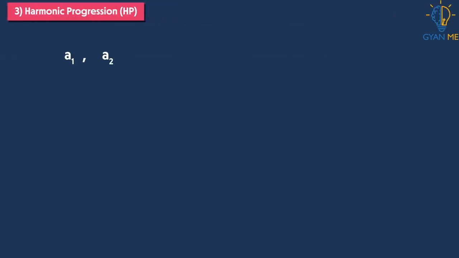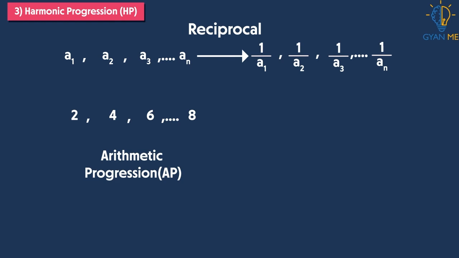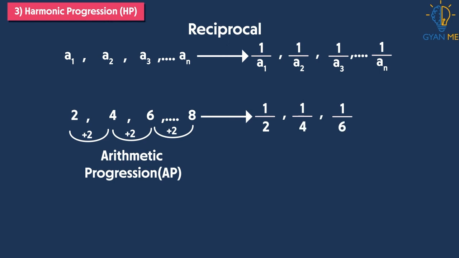A harmonic progression is a sequence obtained by taking the reciprocal of the terms of an arithmetic progression. Say for example, the sequence 2, 4, 6, 8 of natural numbers is an AP. Here, we get the next term by adding 2 to it. Now if we take reciprocals of each term, we get 1 upon 2, 1 upon 4, 1 upon 6 and 1 upon 8 and so on. And this is a harmonic progression.